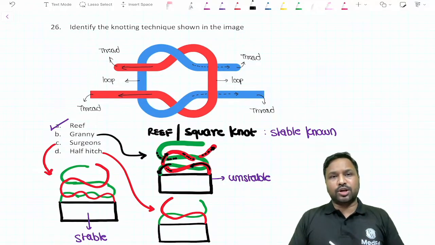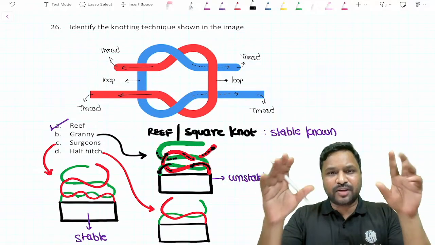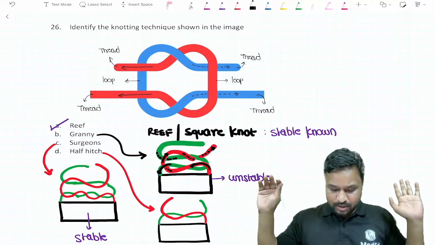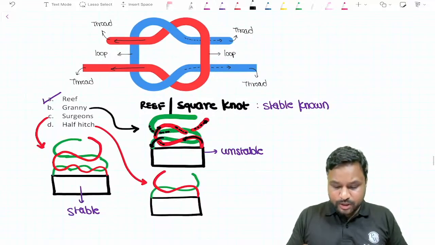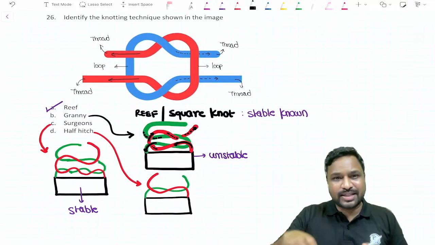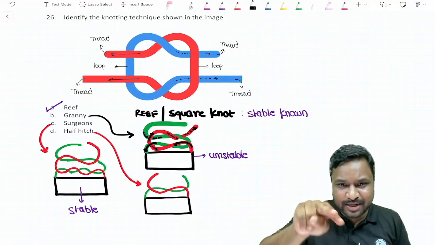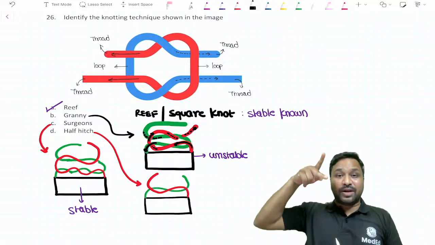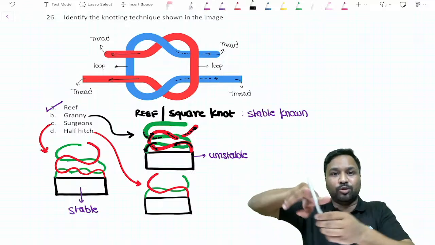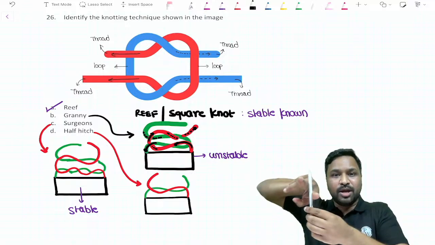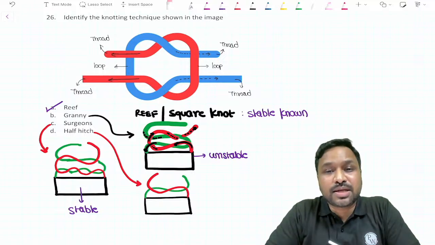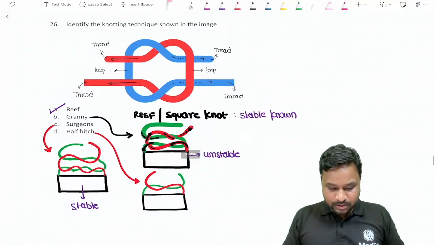When you look at the sutures and knotting topic, remember to identify and differentiate between the granny's knot and the square knot. As simple as that, right? So how do you know it's a granny's or a square knot? You see these threads. If both the threads are passing in the same direction, that is under the loop or over the loop, that is going to be reef or square knot. If one thread is going above and one thread is going below the loop, this is what we call the granny's knot. As simple as that, right?